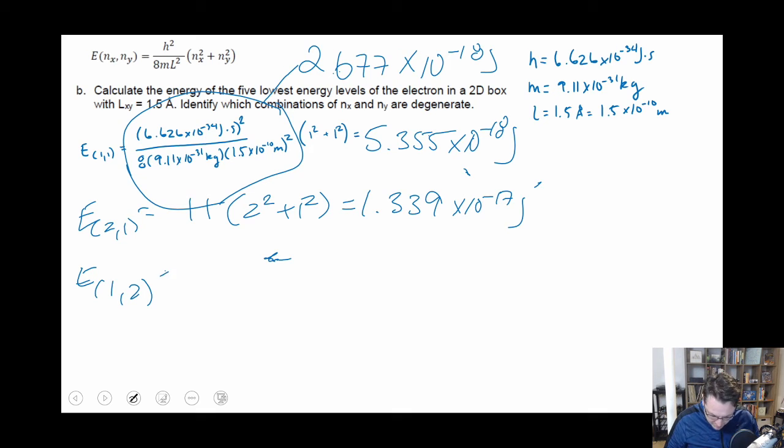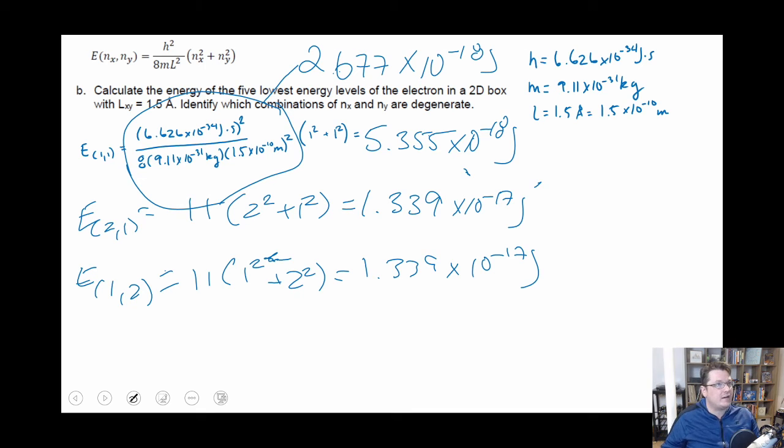But if we do the math part, we can again just use that constant we have. Now it's 1 squared plus 2 squared. If you plug that in, you get the exact same answer as for the 2-1 combination, 1.339 times 10 to the negative 17 joules. So those two values are the same, even though they're technically two different wave functions, because one has nx equal to 2 and ny equal to 1, whereas the other has nx equal to 1 and ny equal to 2. They're different wave functions, but they have the exact same energy.